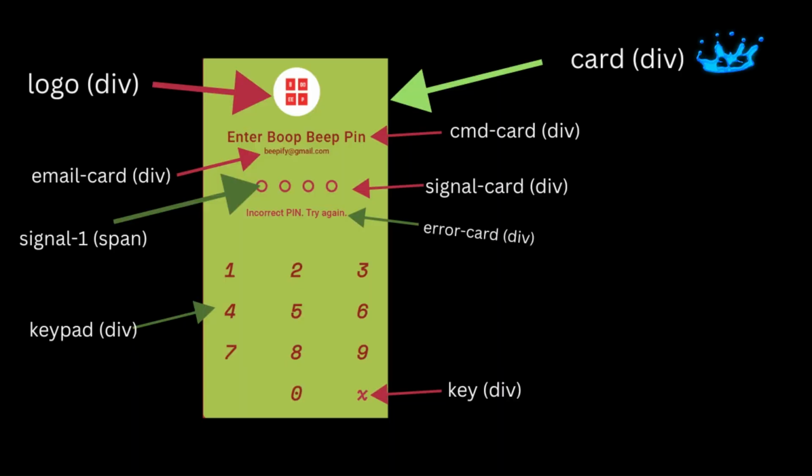This entire screen is a div element, and the children are the logo, the command title, the email container, a signal container which contains 4 individual signals corresponding to the 4 digits that the user would click. The signal container is a div with a flex layout, and each individual signal is a span. The error container, whose display is conditional. And lastly, the keypad, which is a div with a grid layout of 3 columns. Also, you can see that the digit 0 here doesn't appear in the first column. It appears in the second column.